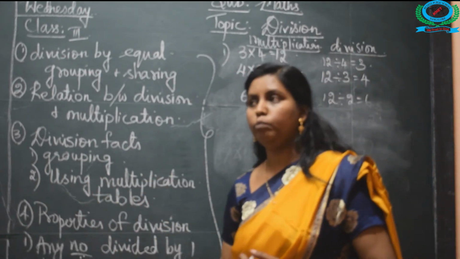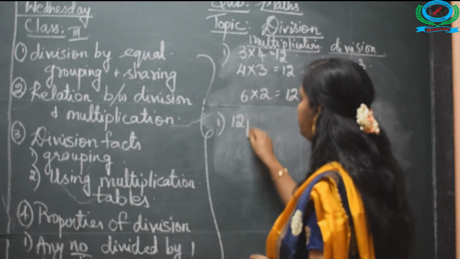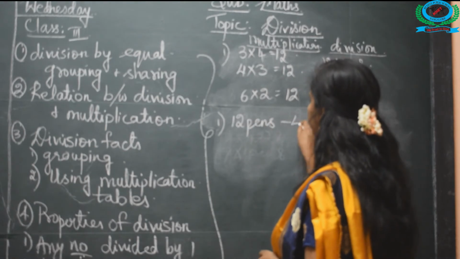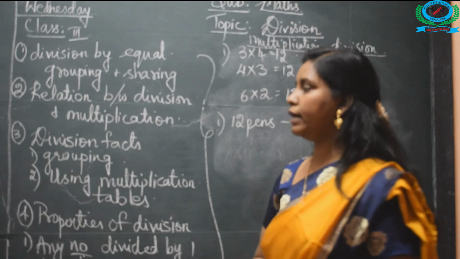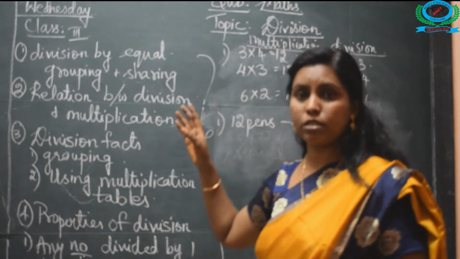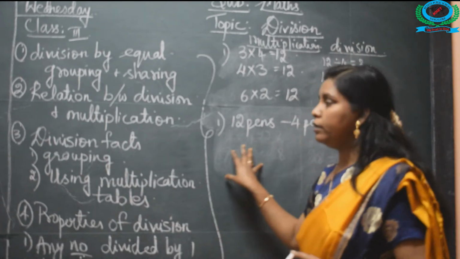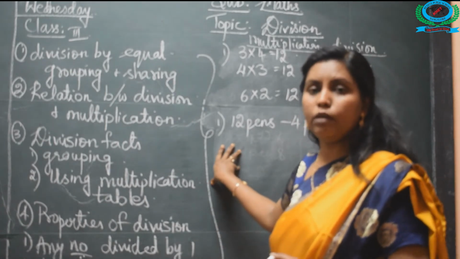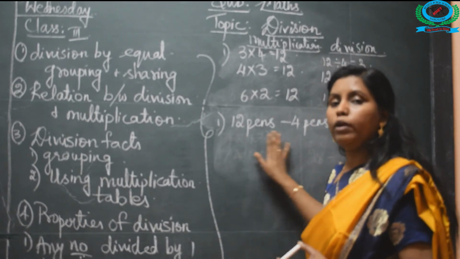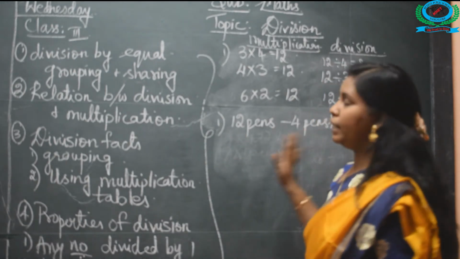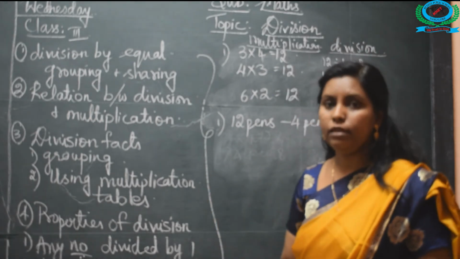How can you group a number? Okay, suppose there are 12 pens and 4 pen stands. How are you going to divide this number? We have already learnt in the first subunit. The examples from the first subunit will be learned here also. That is called equal grouping and equal sharing. So you have 12 pens and you are going to divide them among 4 pen stands. How many pens will each pen stand get?